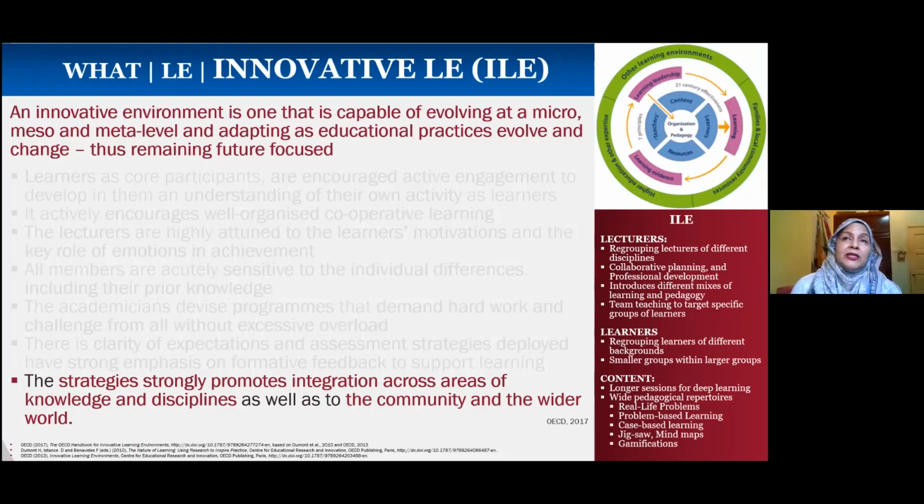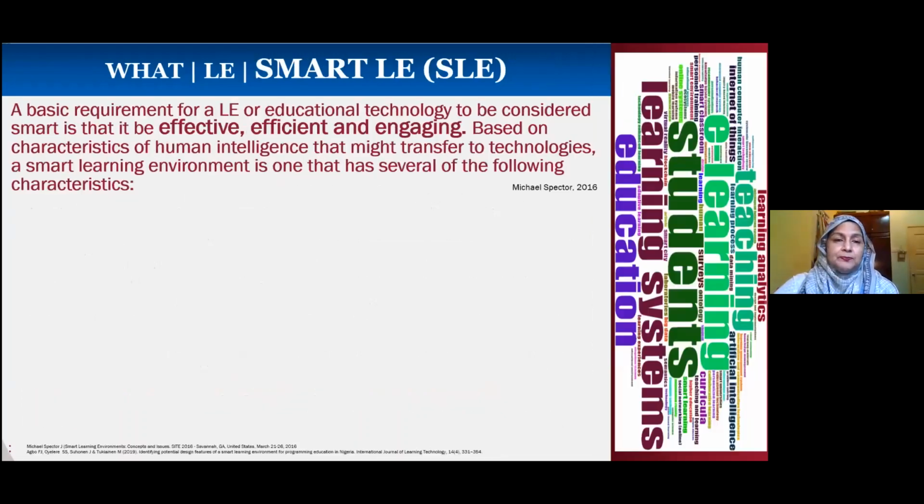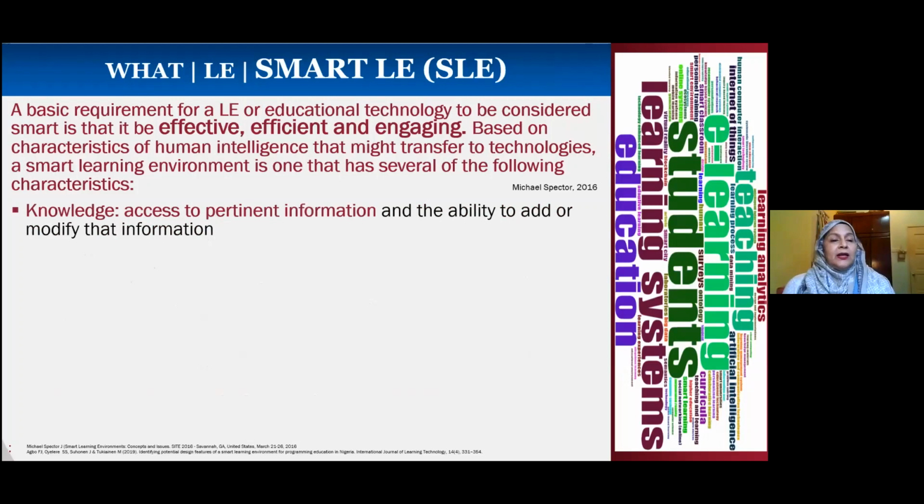So practically everybody is aware that these things are going to be utilized in future processes. The smart learning outcome is the one which is more technology dependent, and it is smart because it is effective, efficient, and engaging. Based on characteristics of human intelligence that might transfer to technologies, a smart learning environment is one that has several of the following characteristics. It has knowledge, which is access to pertinent information and the ability to add and modify that information.